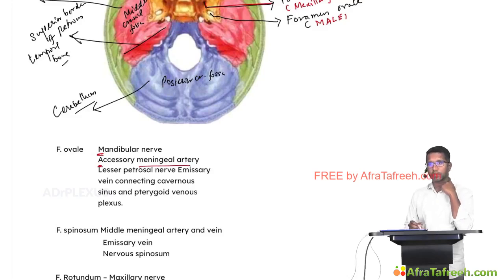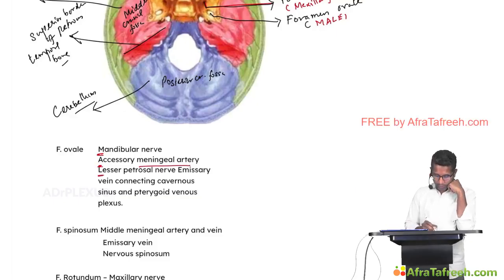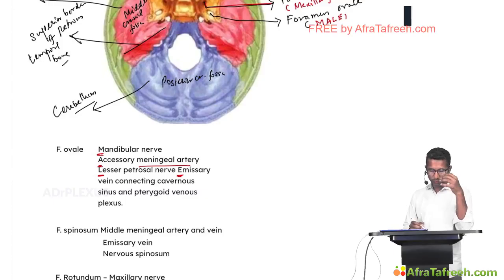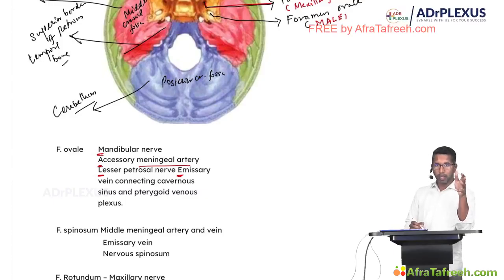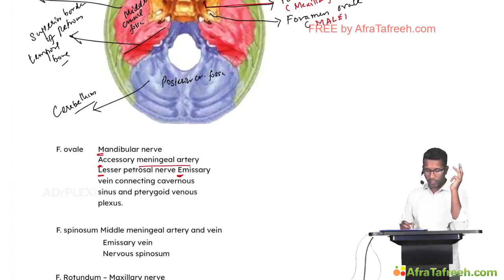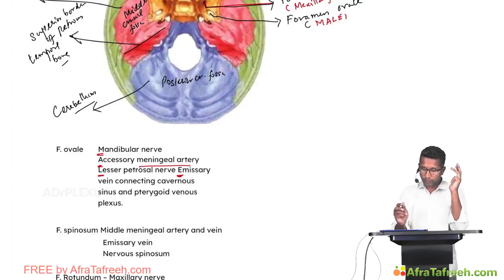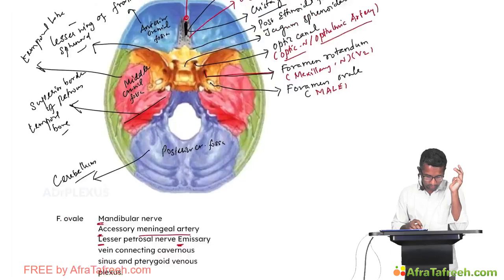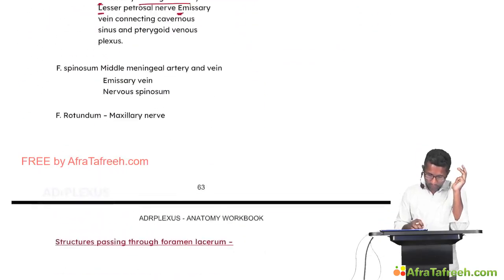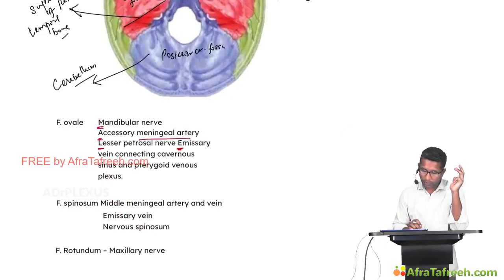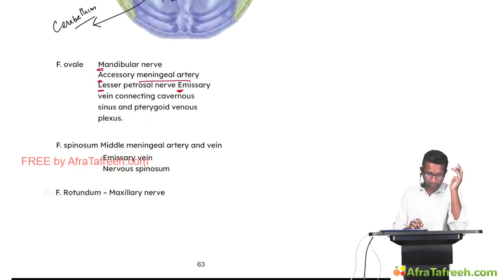The accessory meningeal artery is passing through it. Then you get the lesser petrosal nerve which is passing through this, and then you have the emissary veins passing through it. So we put it simply as MALE. M stands for mandibular nerve.